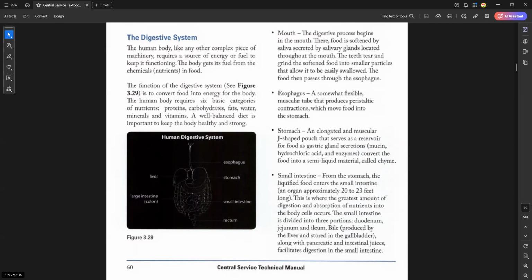From the stomach, the liquefied food enters the small intestine, an organ approximately 20 to 23 feet. This is where the greatest amount of digestion and absorption of nutrients into the body cells occurs. You see? So the small intestine is very, very important. That is where your body is going to be happy.